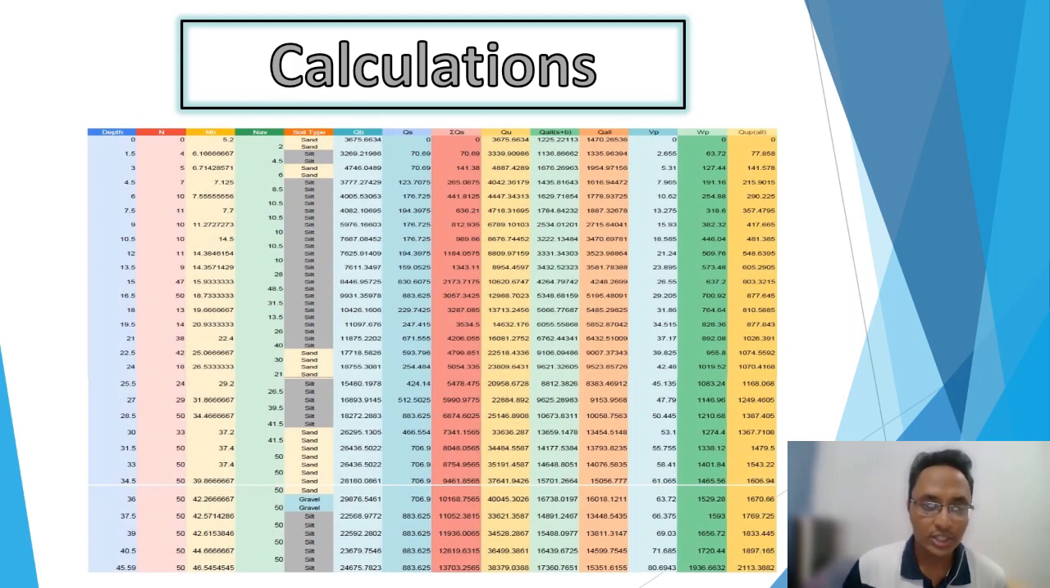So in our calculation part, we take into account the depth of each layer and also the SPTN number of each layer, and then we take the average, and then we calculated part by part all the pile capacity and the allowable pile capacity, and then the uplift capacity and the allowable uplift capacity from the tabular method.